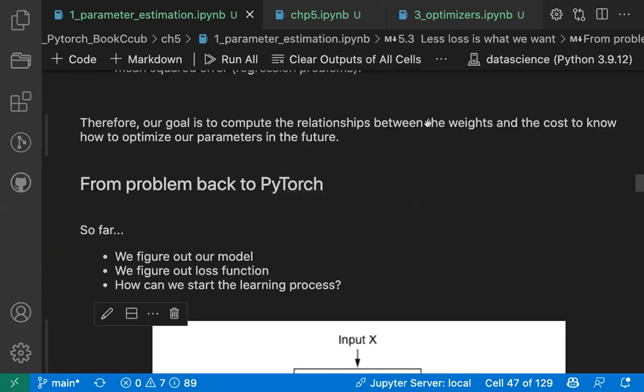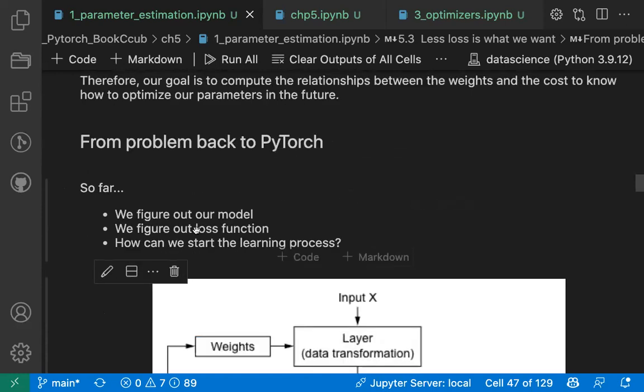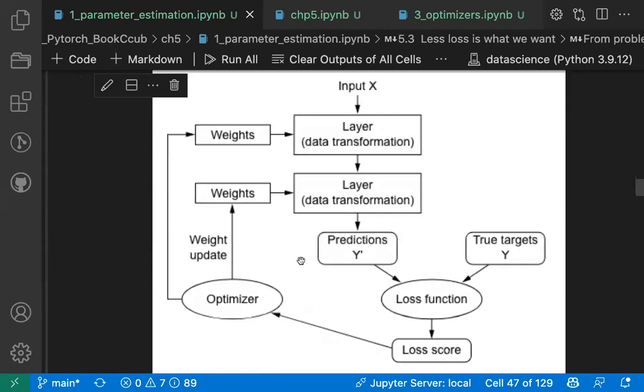So now we have seen how to formulate the problem. We can actually do that. So we figure out our model, a linear model. We figure out the loss function. Now we have seen how we can start learning. So now we figure out this loss function, and we figure out this model.